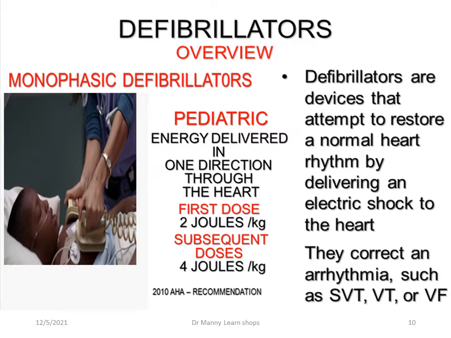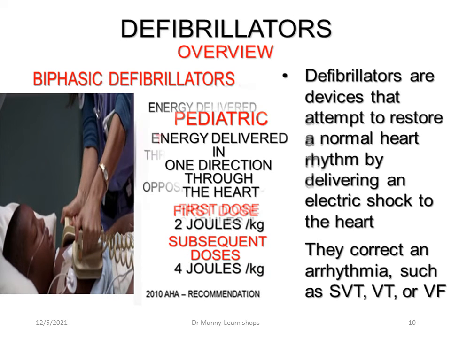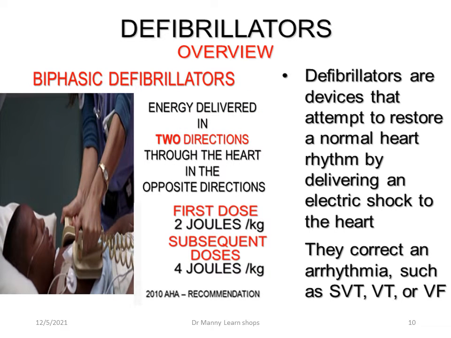They can be monophasic, which means the pediatric energy is delivered in one direction through the heart, and the first dose is typically 2 joules per kg, with subsequent doses being 4 joules per kg. Then you've got biphasic defibrillators, where energy is delivered to the paediatric in 2 directions through the heart, in opposite directions. The first dose remains the same, 2 joules per kg, and subsequent doses will be 4 joules per kg. They also correct arrhythmias such as SVT, VT, or VF.